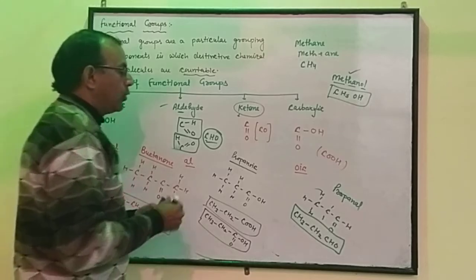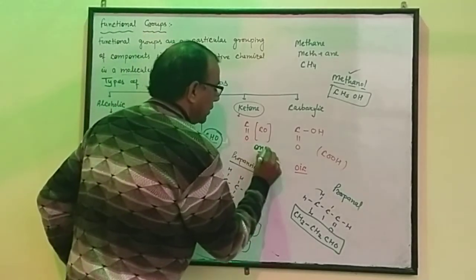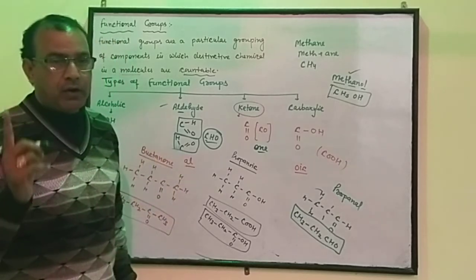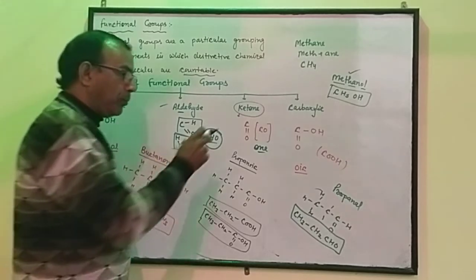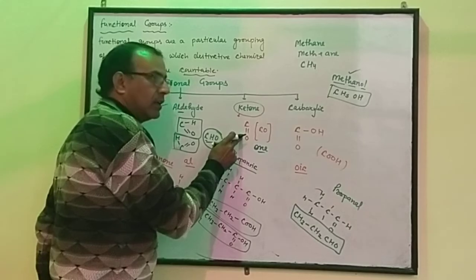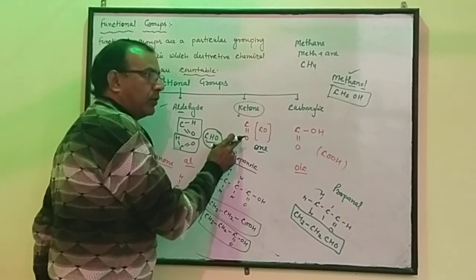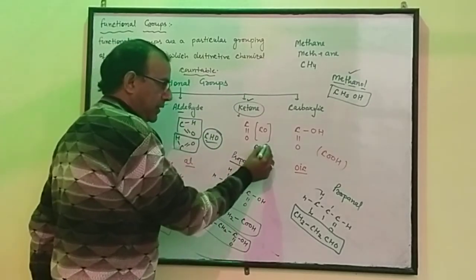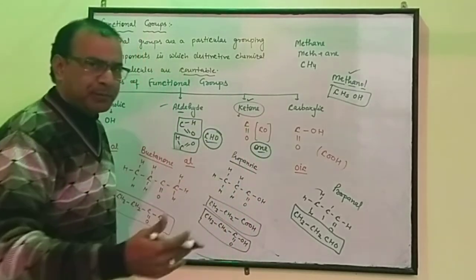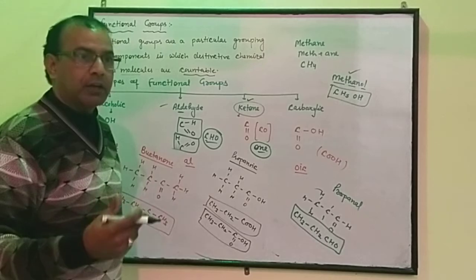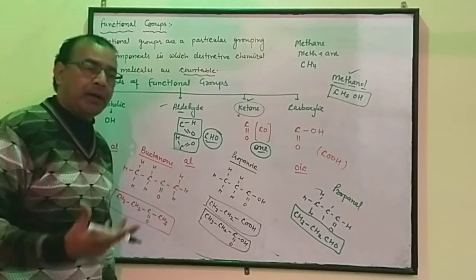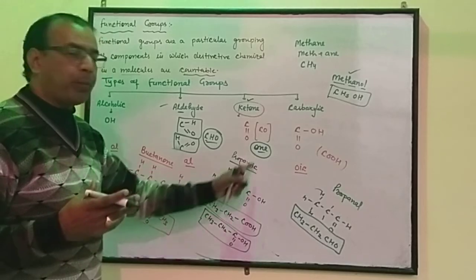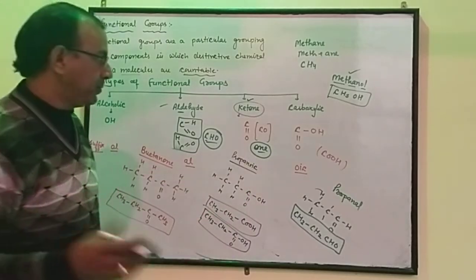Same, the hydrocarbon compound in which one C, neither initially nor finally or last, the middle C is attached on one side with a double covalent bond with oxygen. This is called ketone functional group and its suffix is one. It means the last pronunciation will be one. Ketone: propanone, butanone, pentanone, hexanone.